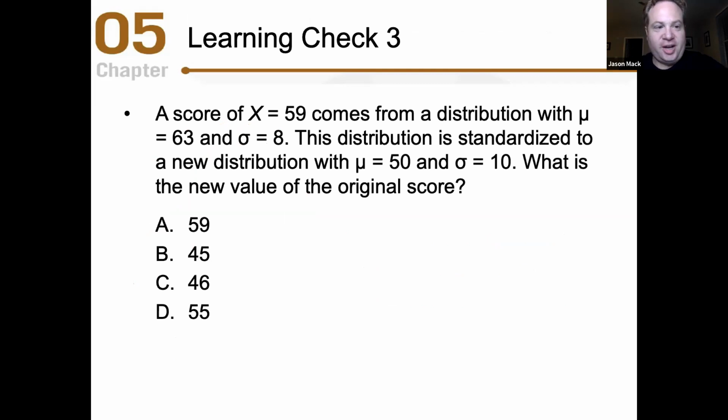All right, let's do some learning checks. A score of x equals 59 comes from a distribution with a mean of 63 and a standard deviation of 8. This distribution is standardized to a new distribution with a mean of 50 and a standard deviation of 10. What is the new value of the original score? So pause me, take a moment, use that formula, and you get 45.